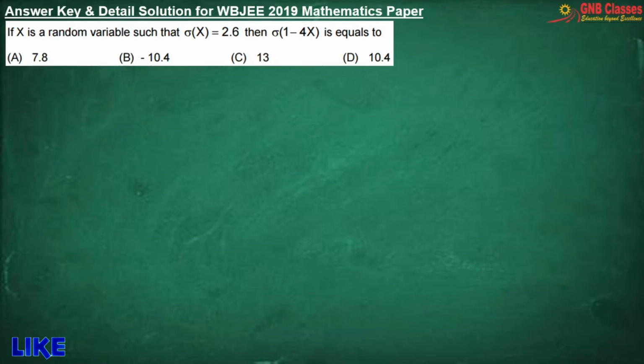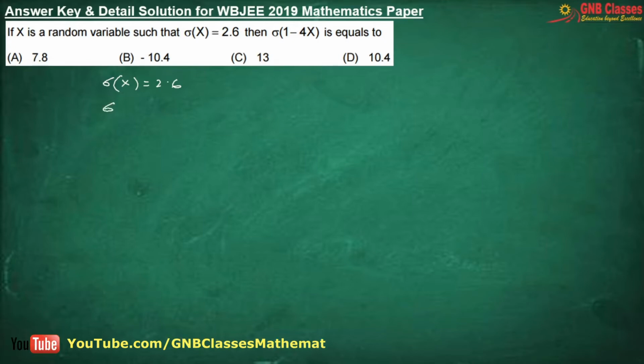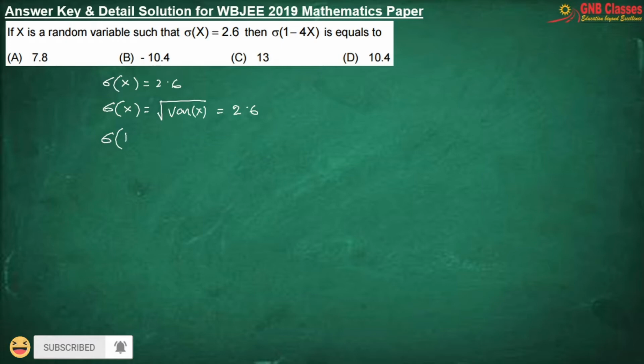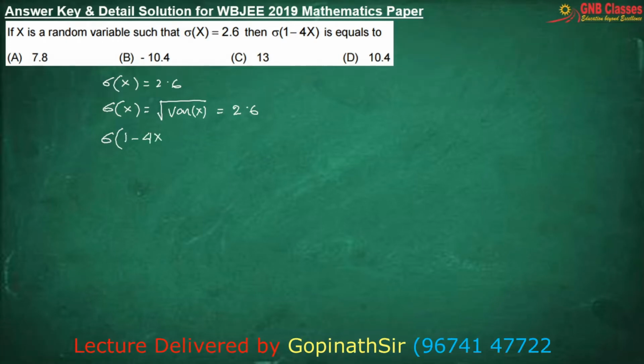In this problem, they have given that the standard deviation of the random variable x is 2.6. We know that the standard deviation is nothing but under root variance of x. So that gives you 2.6. They have already said. Now we have to find out standard deviation of 1 minus 4x, which is equal to under root variance of 1 minus 4x.